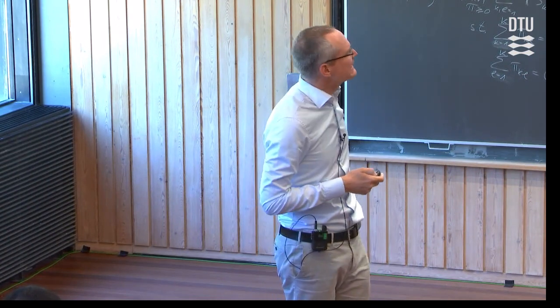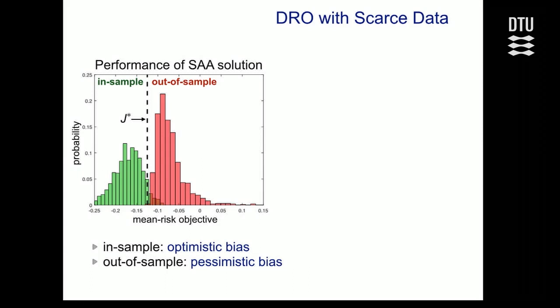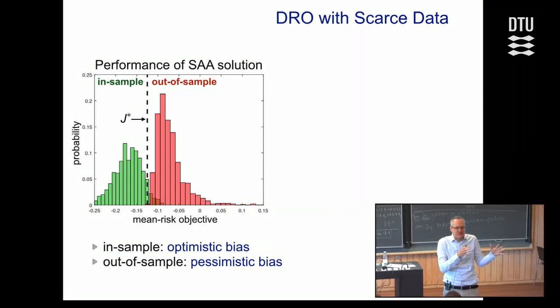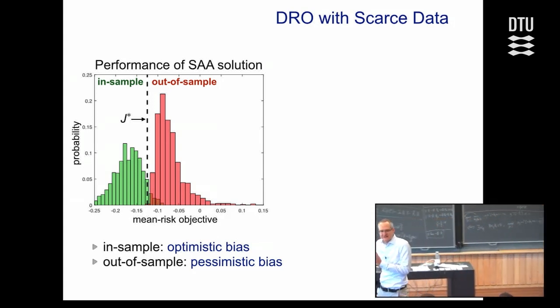Now I think you can relax. I just want to show you some more things. So first of all, we looked at this example before, right? We solved the portfolio problem with the sample average approximation method. And we've seen that the in-sample results are too optimistic. That's the green histogram. And the out-of-sample results are too pessimistic. And that's the red histogram.